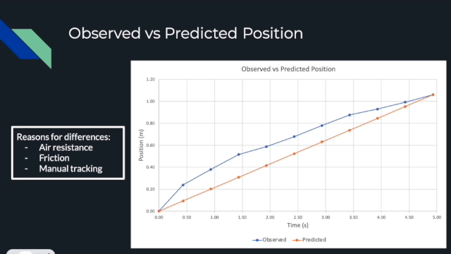The predicted position time graph is a straight line because I predicted that the ball moved at constant velocity. The observed graph becomes less steep due to air resistance and friction, which slow down the ball. Using manual tracking may have produced some differences also because the tracker doesn't perfectly track every point like a computational model does.